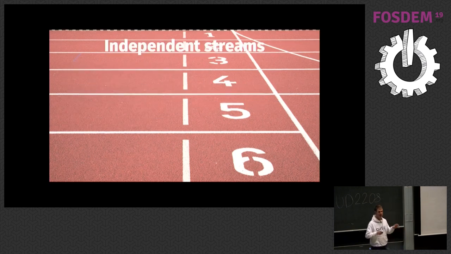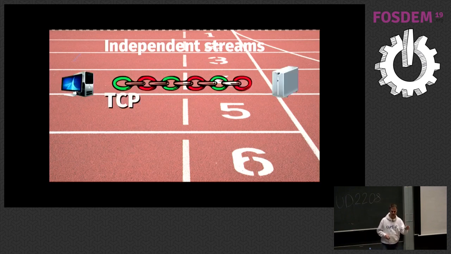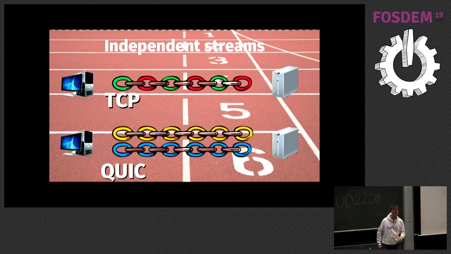Just to illustrate it, I like to use my chain illustration. In the TCP case, when you want to send many different streams, here's a green stream and a red stream, and they're sent over one single TCP connection. If you lose one of the links, like the red link is gone, the green one can't continue, because the link is broken, or the chain is broken. But when doing it with QUIC, they're independent. If you lose a link to one of the chains, if one of the blue links goes away, the yellow chain can still go on without any problems.